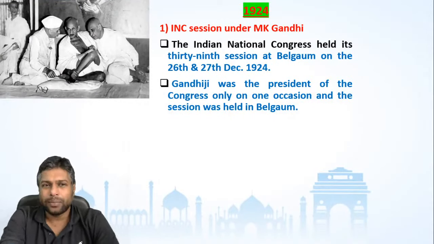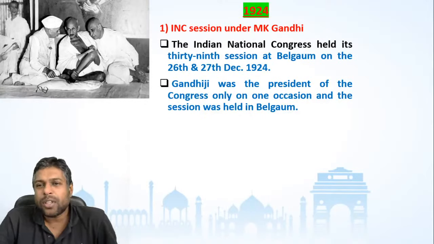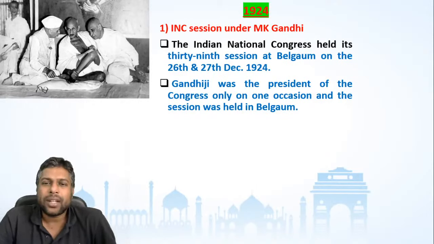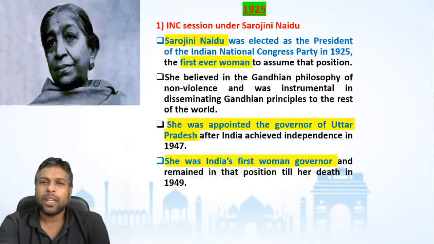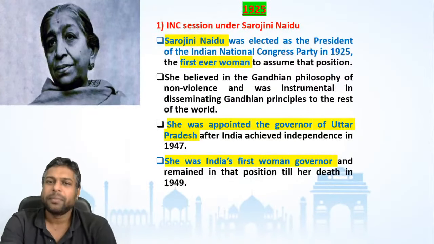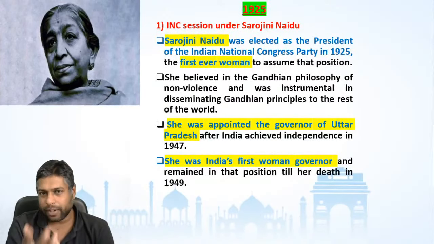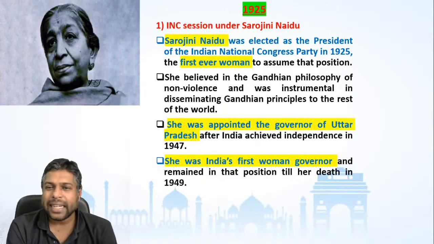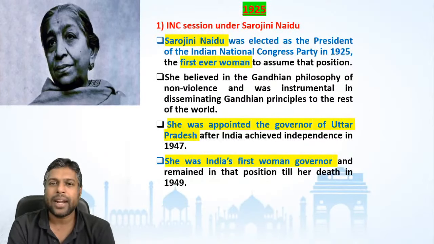In 1924 in Belgaum, the Indian National Congress held its 39th session, and Gandhiji was the president of the Congress on only one occasion, and that session was this particular session on the 26th and 27th of December 1924, right? Because in 1925, the first woman was appointed as the governor of Uttar Pradesh after India achieved independence in 47. Of course, all of you know the Nightingale, Sarojini Naidu, right? She was India's first woman governor and remained in that position till her death in 1949.